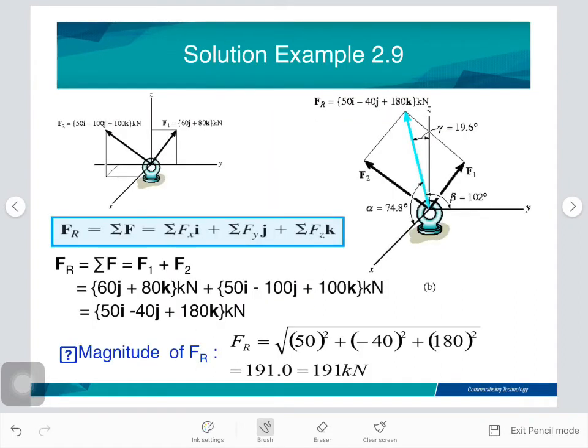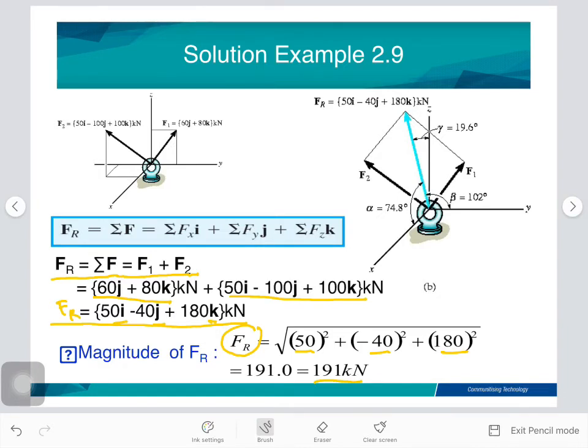Alright, so now we need to add all the forces here. So force resultant is equal to summation of all forces. So now we have F1 and F2. So this is the F1 and this is the F2. So we need to group into I, J and K. So this is the vector for the force resultant. Now from this you can determine the magnitude by using this formula. So you can determine that the magnitude of force resultant is equal to 191 kilonewton, because our force here is in kilonewton.